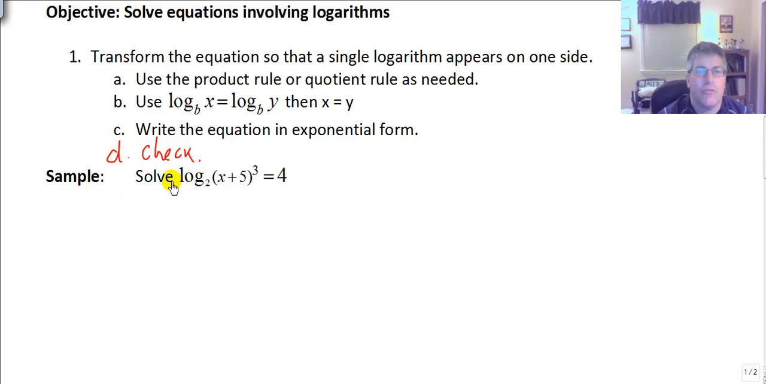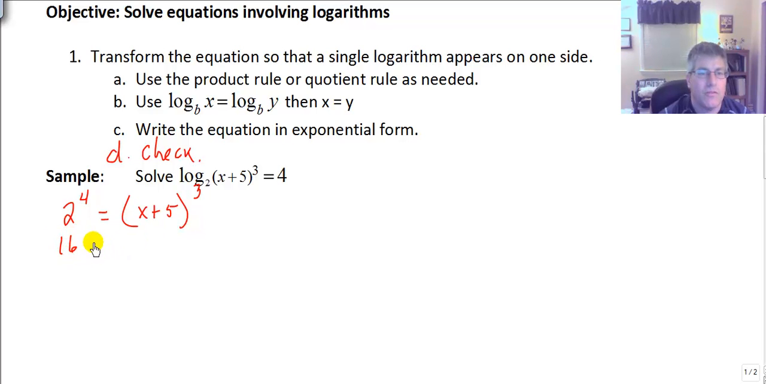Okay, so solve log base 2 of (x plus 5) to the third equals 4. So if we rewrote this in exponential form, log base, answer equals exponent, that must mean that 2 to the fourth equals (x plus 5) all raised to the third power.